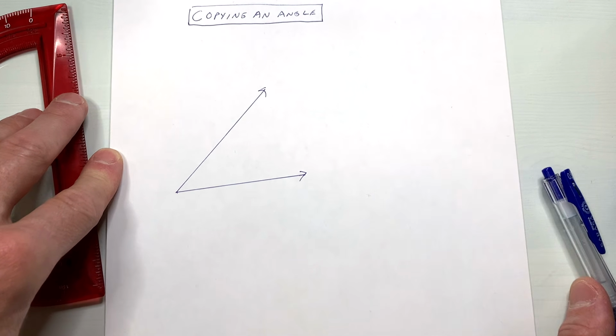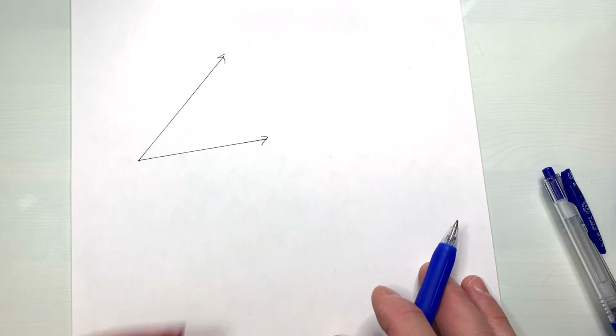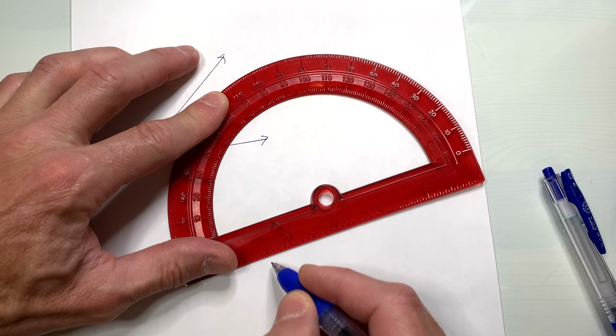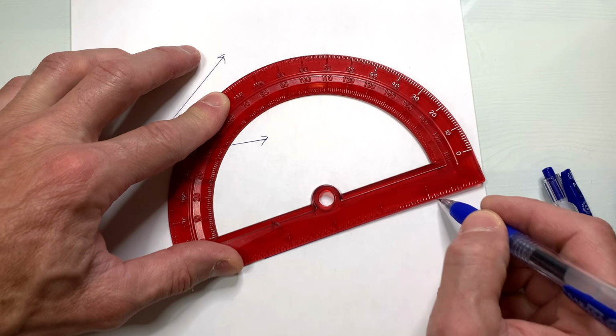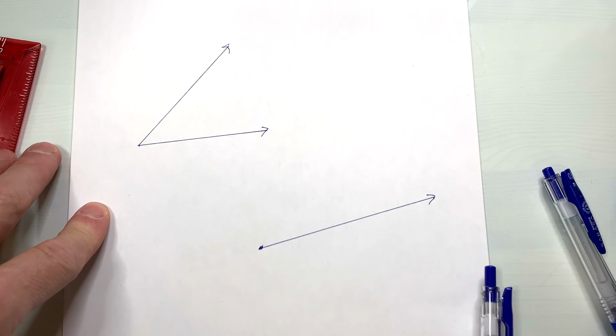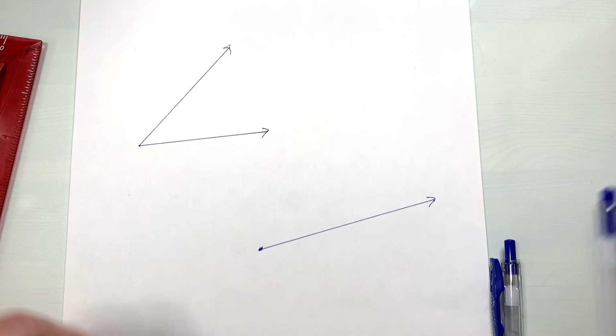So when you copy an angle, what you want to do is start off by drawing a ray. And let's go ahead and draw that down here. And I tend to draw these rays and these arcs a little bit larger or longer than I think that I need. This way you don't have to go back and redo it later.